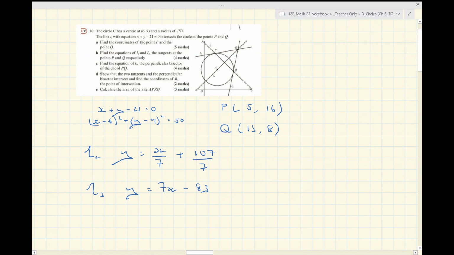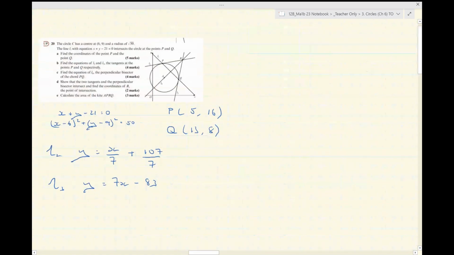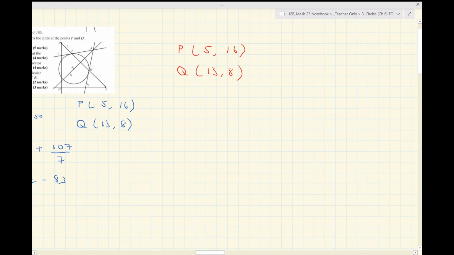Part C, find the equation of L4, the perpendicular bisector of the chord PQ. Okay, well I've got P, which is 5, 16, and I've got Q, which is 13, 8, and I'm being asked to find the equation of the perpendicular bisector. Well, clearly it's going to go through the midpoint. So the midpoint here will be the average of the x coordinates, 9, and the average of the y coordinates, 12.